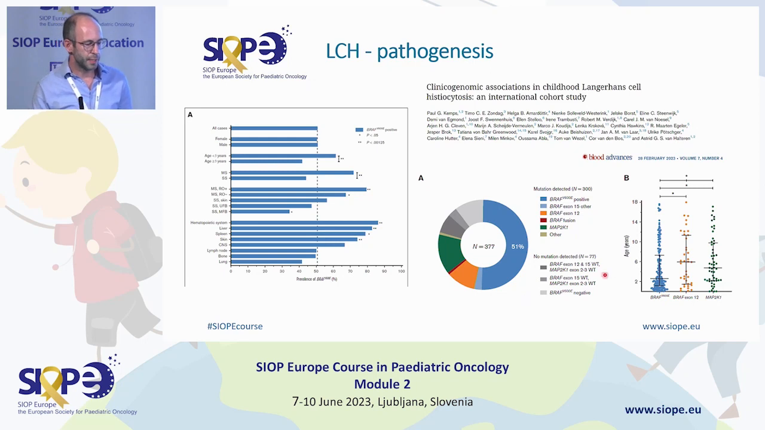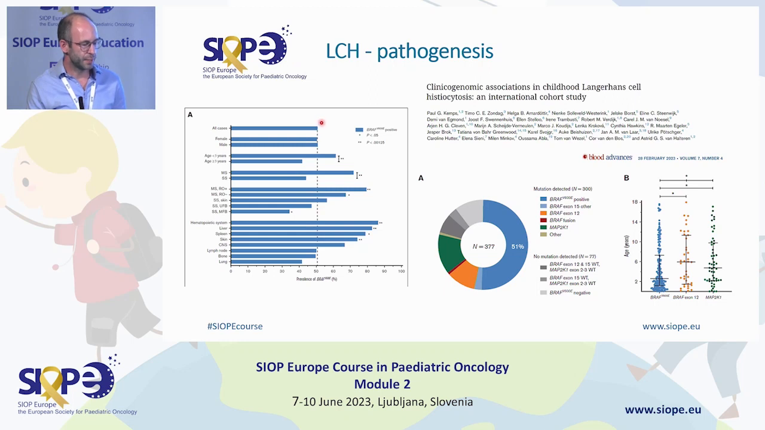And this is the largest study published recently by the Dutch group, where again the most common alteration is mutation of BRAF V600. The other most common mutation is MAP2K1 mutation, then the exon 12 mutation, and the others. Kids with BRAF mutation are usually younger than the others.